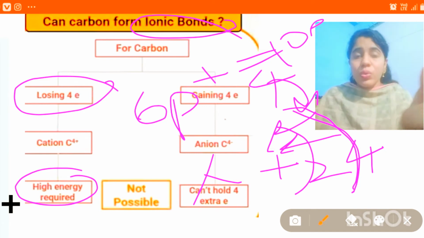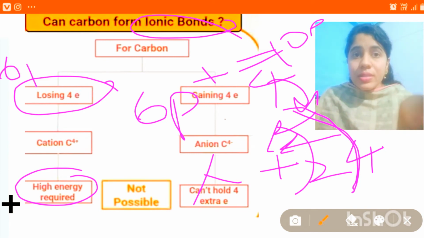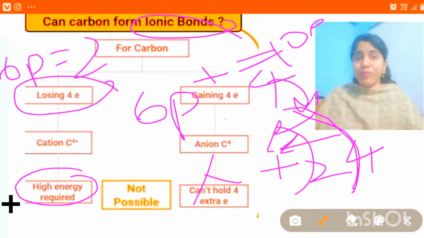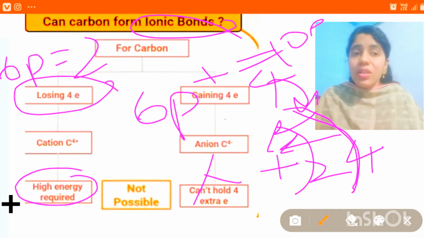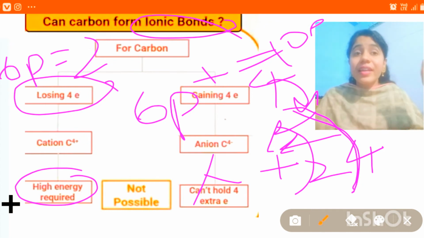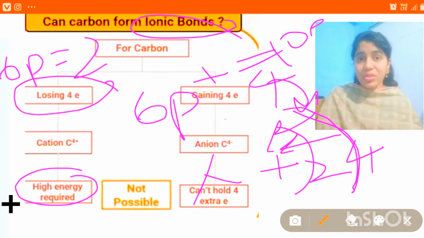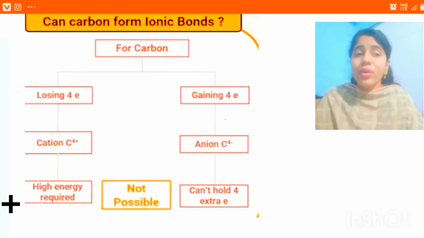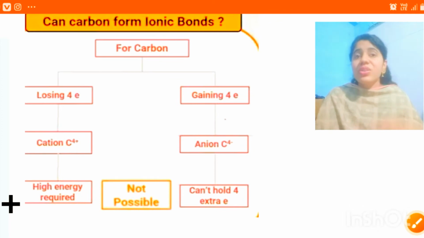In the first case, we have 6 protons, but the number of electrons is 2 if we remove all 4. In the second case, the number of protons is 6, but there are 10 electrons, and the nucleus cannot hold the extra 4 electrons either. Hence carbon does not form ionic compounds.